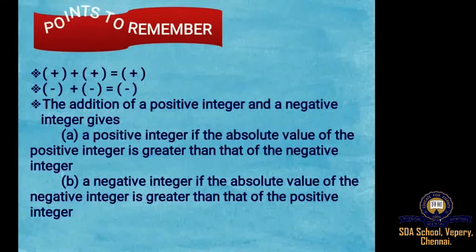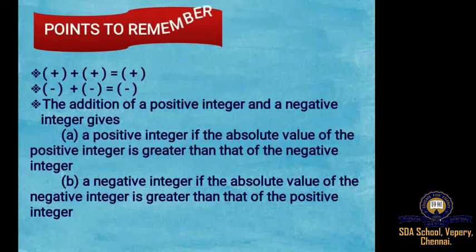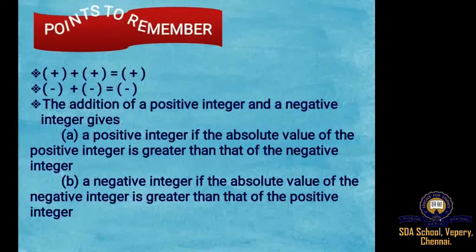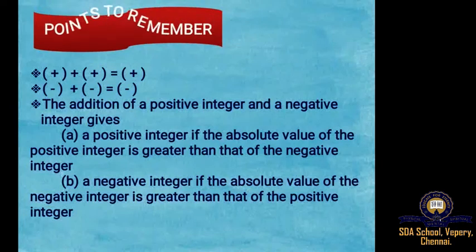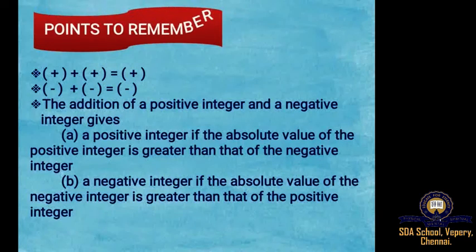So when you add two positive integers, you will get the integer to be positive, and when you add two negative integers, you will get the resultant integer to be negative. When you add a positive integer and a negative integer, you will get a positive integer when the absolute value of the positive integer is greater than that of the negative integer, and you will get a negative integer if the absolute value of the negative integer is greater than that of the positive integer.